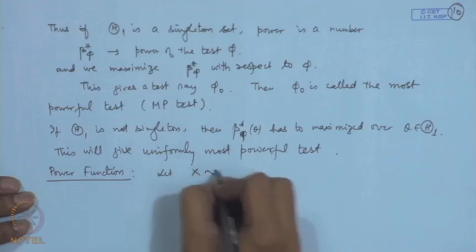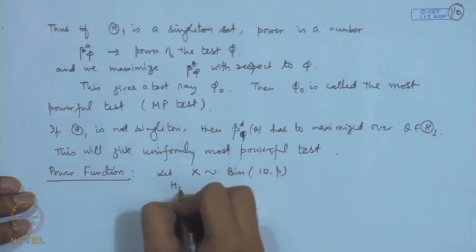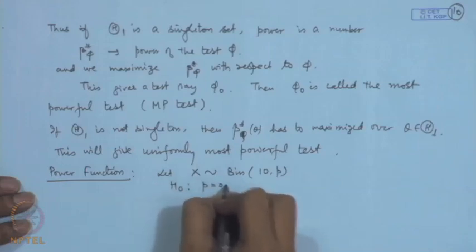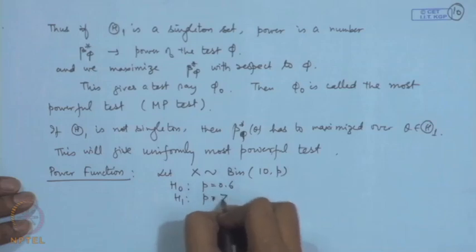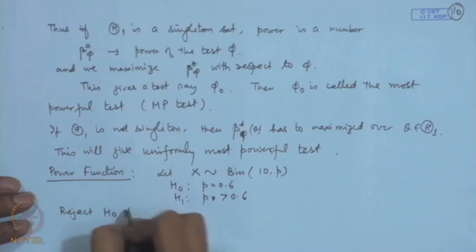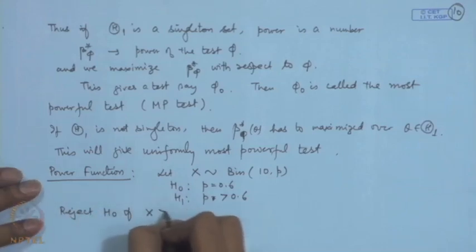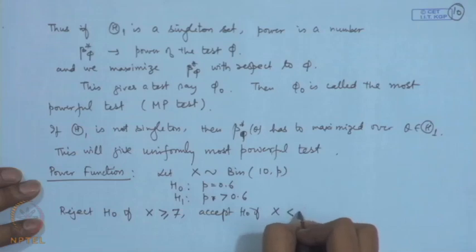Let us consider X following a binomial(10, p), and our hypothesis testing problem is H0: p = 0.6 against H1: p greater than 0.6. Let us take the test procedure as: reject H0 if X is greater than or equal to 7, accept H0 if X is less than or equal to 6.